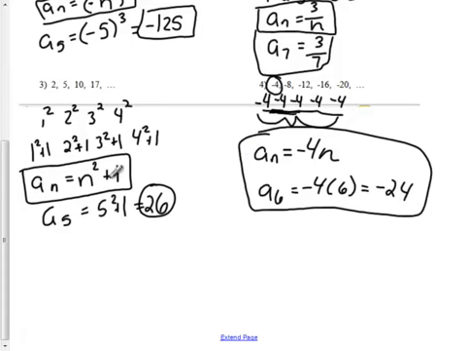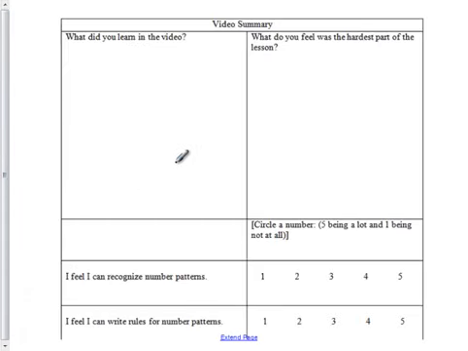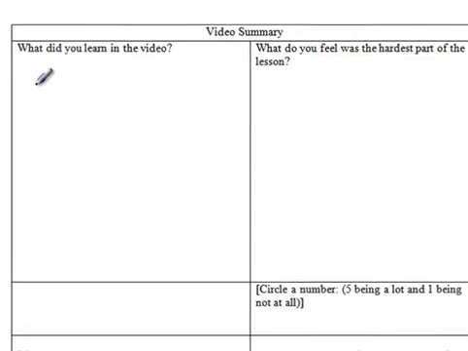Alright, flip to the next page. There is a summary sheet. I want you to write down everything you learned. Write down, oh, I learned sequences, or anything that you know about sequences. I want to know what the hardest part was, or what part you felt you struggled with, or that you want to review tomorrow.